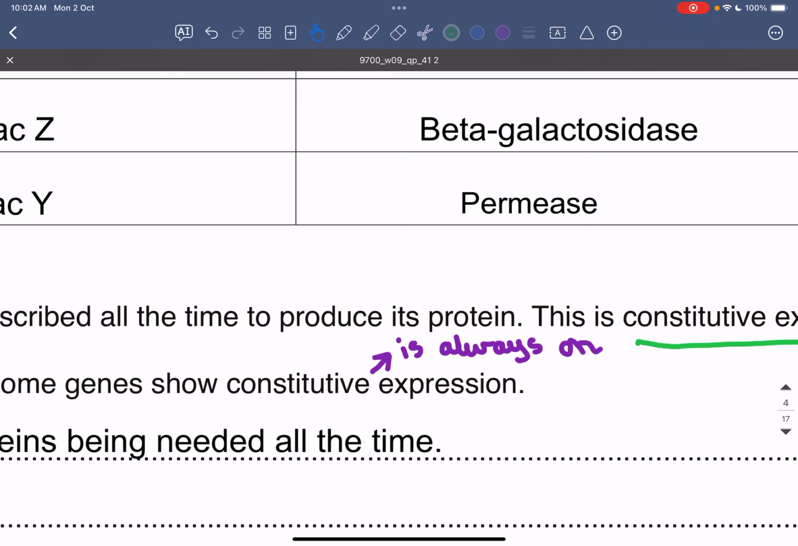Like regular gene expression, it's a process where information from a strand of DNA, or a piece of DNA, gets copied into RNA. This process is known as transcription. And then the information in that RNA is used to make a protein or a polypeptide. This process is known as translation.